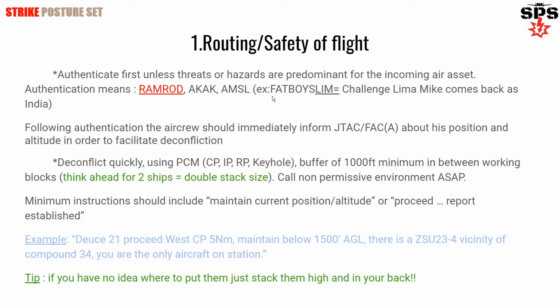which are numbered from 0 to 9. So here's an example, Fight Boy Slim. And if you are challenged with Lima Mike, you have to answer India. That's the key to the challenge. Then you have a key for the ramrod, which will give you where the number 1 is positioned on the letters. That can be useful for coding coordinates, for example. And you can use that also for the abort code. We will talk about the abort code later.